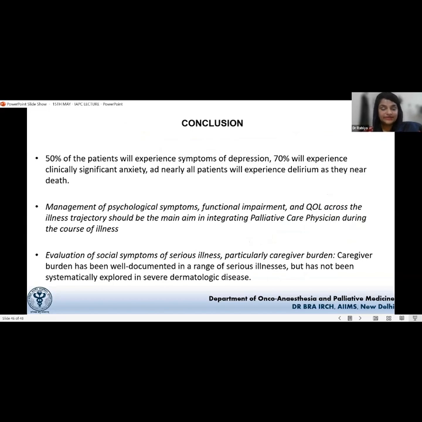So I would like to conclude that 50% of patients will experience symptoms of depression. 70% will experience clinically significant anxiety. And nearly all patients will experience delirium as they near death. The management of psychological symptoms, functional impairment, and quality of life across the illness trajectory should be the main aim in integrating palliative care physicians during the course of illness. Then the evaluation of the social symptoms of serious illness, particularly caregiver burden. Caregiver burden is well documented in a range of serious illnesses, but has not been systematically explored in severe dermatological disease.